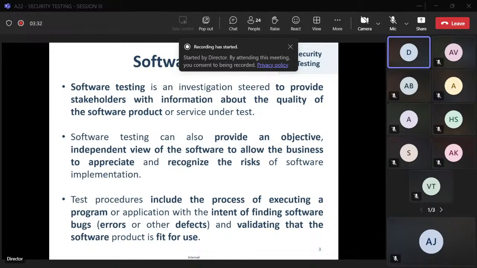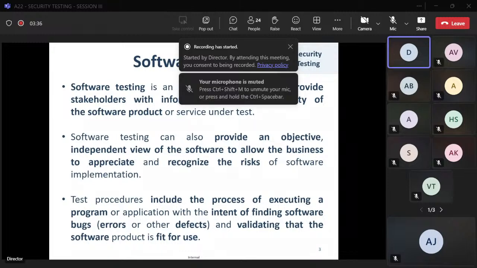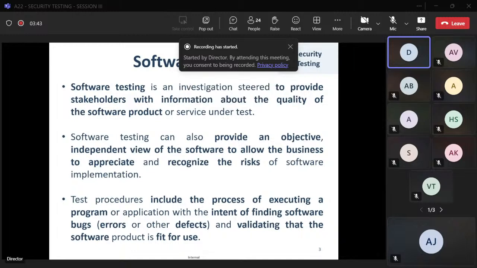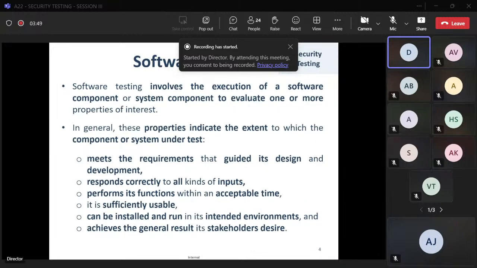You will have a lot of coordinated procedures, and a lot of tests will be executed on the application program, basically to find the software bugs and also to validate whether the software product is fit for its purpose. It involves a series of executions of various components which help you evaluate one or more properties, and some of the components under test are listed here.